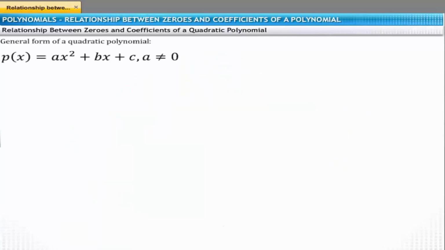Let's consider the general form of the quadratic polynomial. Recall that a quadratic polynomial can have a maximum of two zeros. Let's assume that the zeros of the polynomial p of x are alpha and beta.